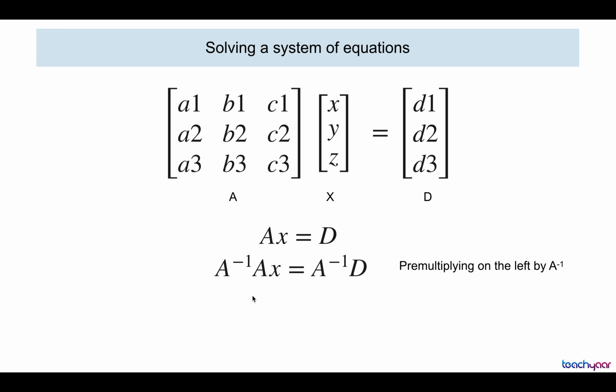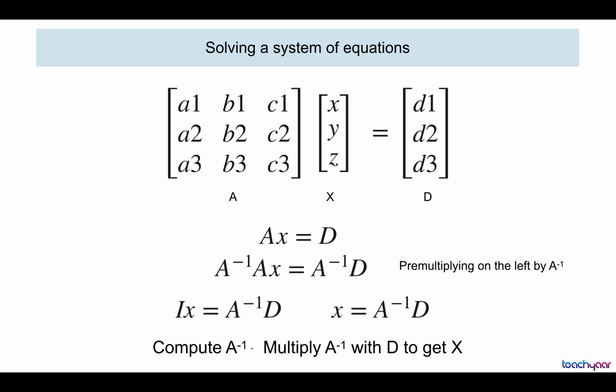Mathematically, how this is derived is you pre-multiply this line with A inverse on both sides. We know this is identity. So you'd end up with IX equal to A inverse D, or X is A inverse D. So in a practical scenario, you take the system of equations, convert it into this form, take this matrix A and compute its inverse. Once you compute its inverse, you multiply D by A inverse to get X.